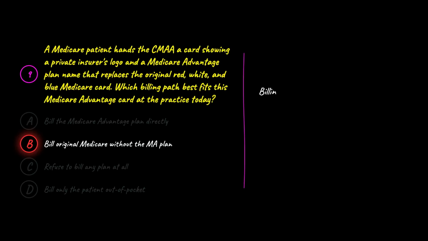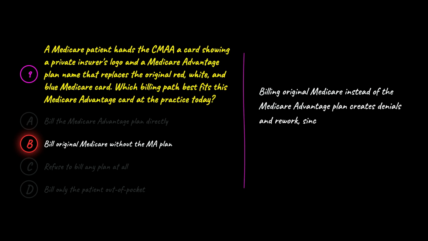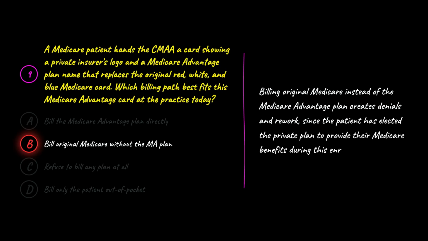B is wrong because billing original Medicare instead of the Medicare Advantage plan creates denials and rework, since the patient has elected the private plan to provide their Medicare benefits during this enrollment year.